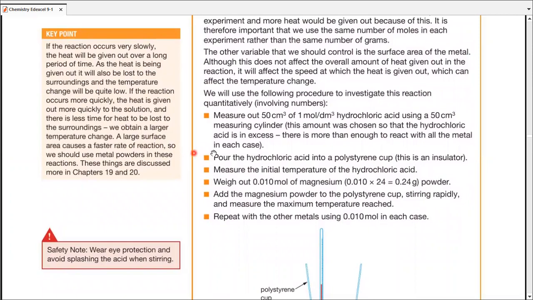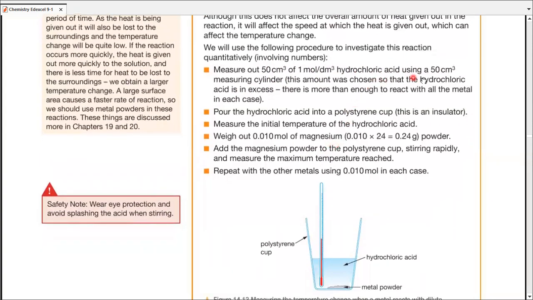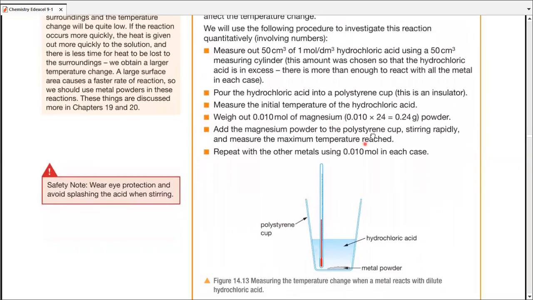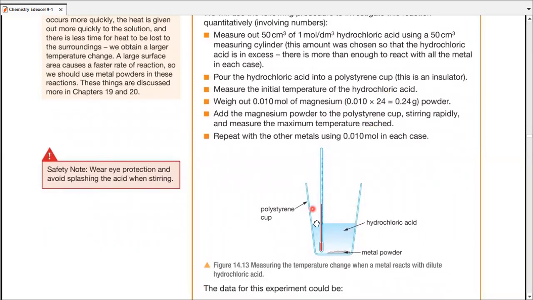So we use the following procedure to investigate this reaction quantitatively, involving numbers. Measure out a specific amount and concentration of hydrochloric acid using the measuring cylinder, right? Now this amount is chosen so that the acid is in excess. There is more than enough of the acid to react with all the metals. Pour the acid into a polystyrene cup. These are the white cups that we commonly use for beverages.